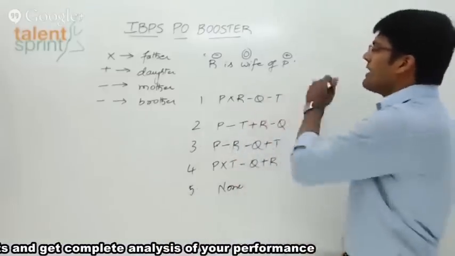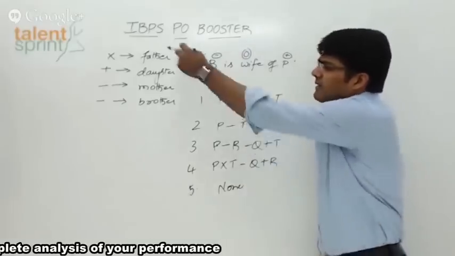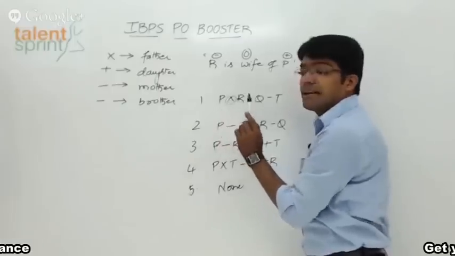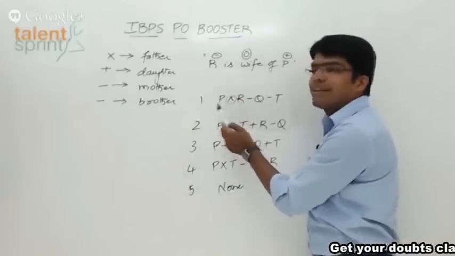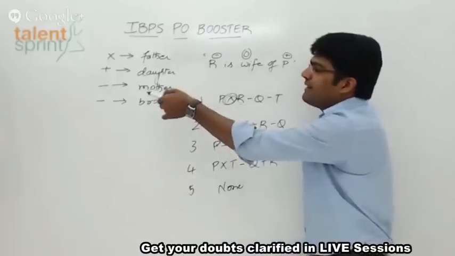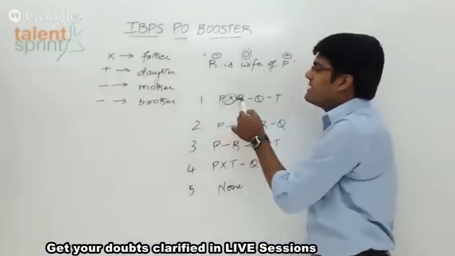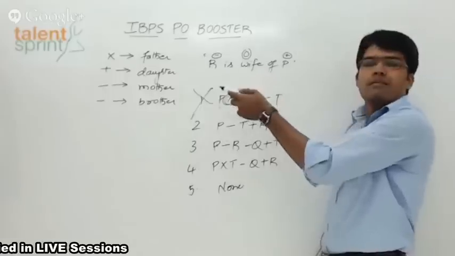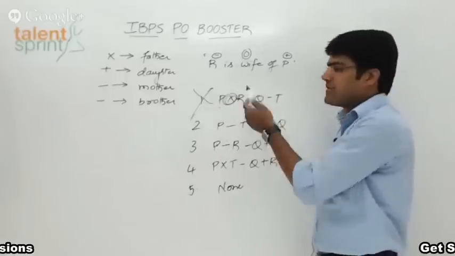Now, R should be the wife of P. These are the meanings. R should be the wife of P into R. Into means what? Here P and R are together. And into means father. P is the father of R. So the first option is ruled out directly, because P is the father of R means R will be the child of P. Not possible. So the first option is ruled out.